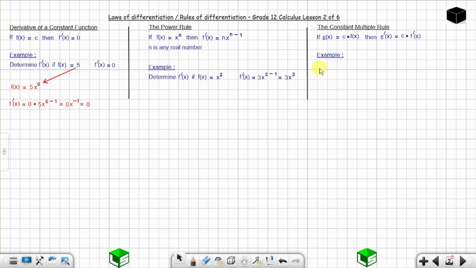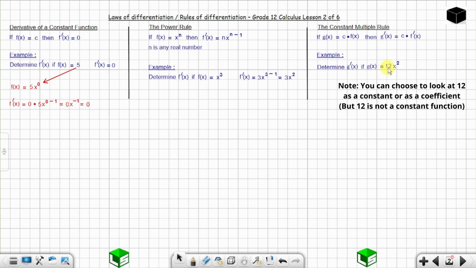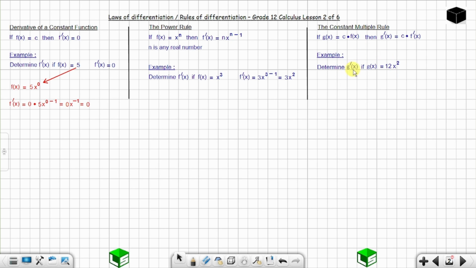For example, determine g prime of x if g of x is equal to 12x to the power of 2. Okay, in this case, you can see that 12 is your constant, 12 is your c, and x squared is f of x. So how can you take g prime of x?